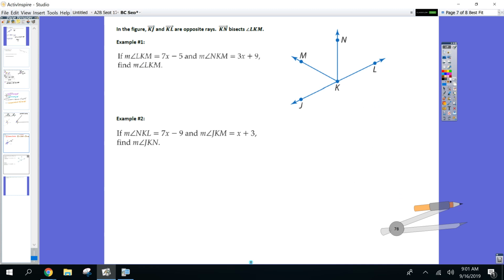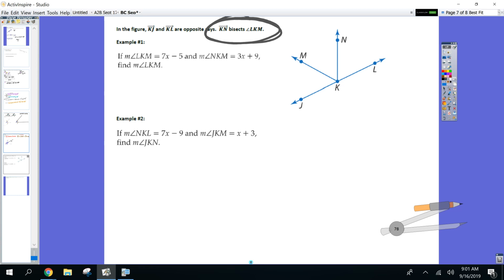All right, I have KJ and KL. They're opposite rays. Perfect. Here's what I need you to get in the habit of. You start reading something in the directions. If you can mark your diagram, do so. KN bisects LKM. Everyone find LKM right now, that angle. Follow the letters, L to K to M. KN is bisecting it. You should be able to put markings on your diagram right now. Please do so. I'll walk around to see that you got the correct ones.